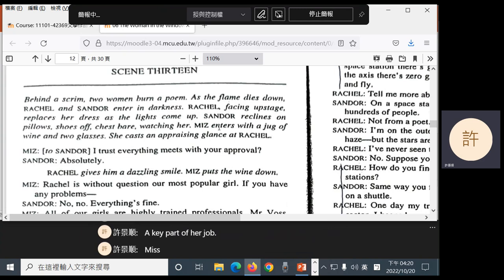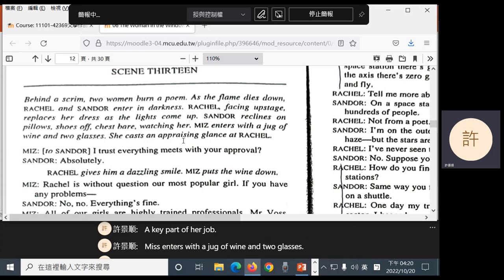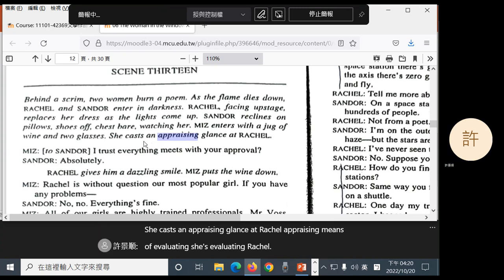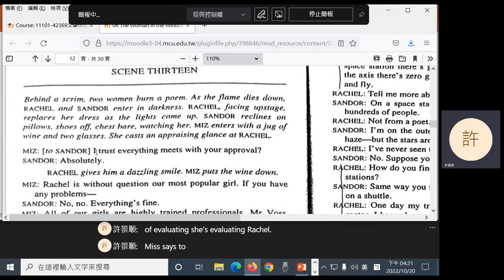Miz enters with a jug of wine and two glasses. She casts an appraising glance at Rachel. Appraising means evaluating. She's evaluating Rachel. Miz says to Sandor, I trust everything meets with your approval. So from this line, we get the sense that Miz is maybe Rachel's supervisor, her boss. Miz is the person who's in charge of giving Rachel a job and making sure that she does the job well.